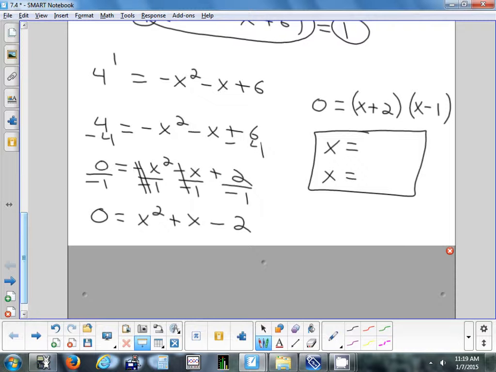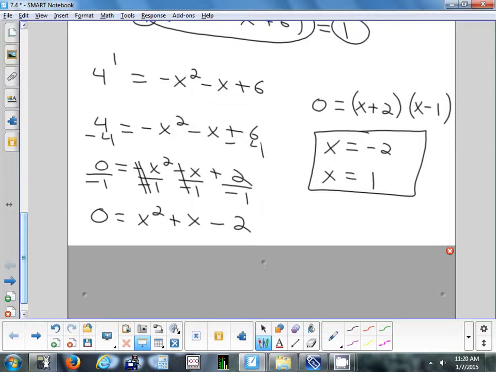What value of x would make the first parenthesis 0? -2. If you plugged in -2, now you'd have -2 plus 2 is 0. -2 minus 1 is -3. And 0 times -3 would be 0. So that one works. And what would be another number that would make that side 0? 1. If you plug in 1, you get 1 plus 2 is 3. 1 minus 1 is 0. 3 times 0 is 0. Okay, so those are our 2 possible solutions.